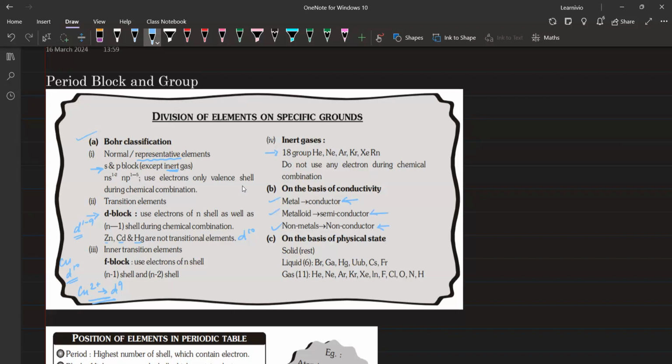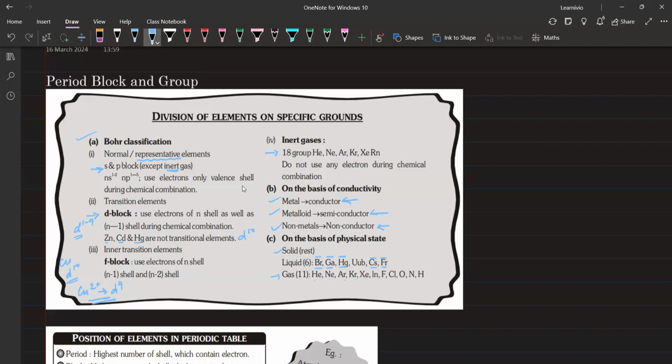On the basis of physical state, most of the elements are solid. You cannot write all the solids, but you can remember the liquids, that is bromine, gallium, and mercury. These are the three most important liquids. Then you have cesium and francium, which are not very important because these are radioactive. Then you have gases. So you have noble gases mainly: helium, neon, argon, krypton, xenon. Then fluorine, chlorine, oxygen, nitrogen, and hydrogen.